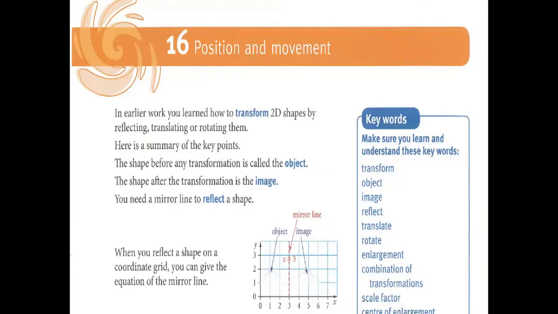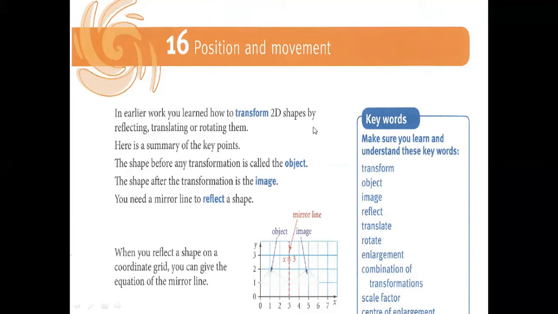First of all, today we will learn position and movement. What is position? What is movement? As you can see in this lecture, the common words we use are transform, object, image, reflect, translate, rotate, enlargement. These are the common words that we use in this topic, position and movement. Whenever you see these words, it's easy for you to understand that we are discussing position and movement. Let's start. First thing, what is transform?